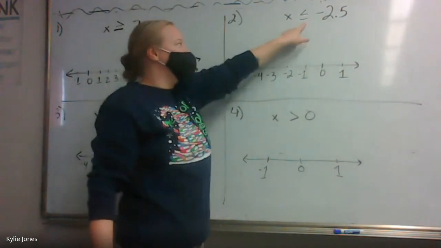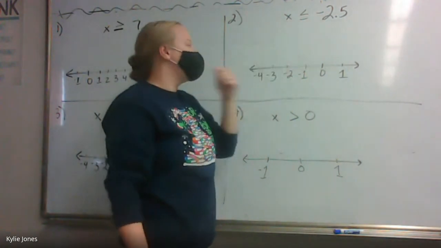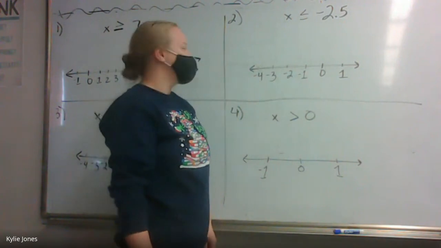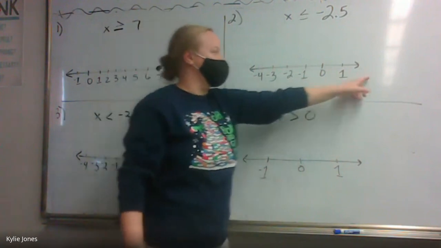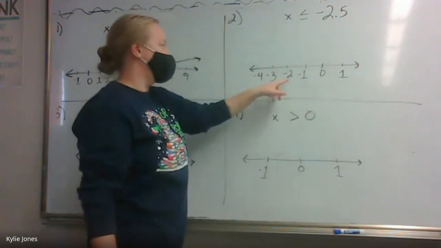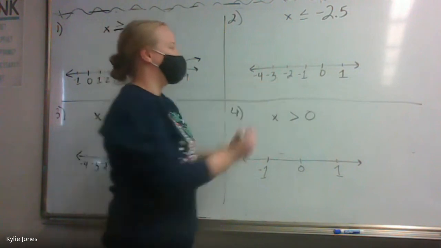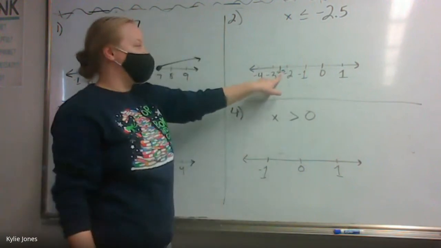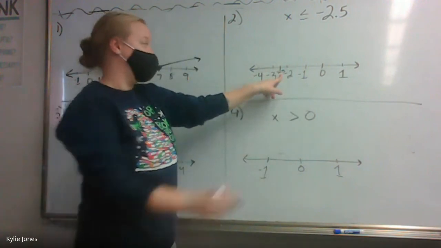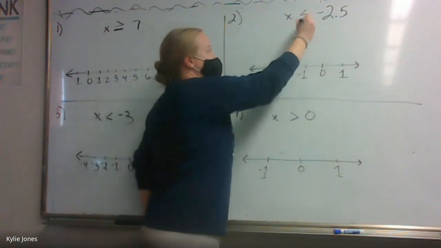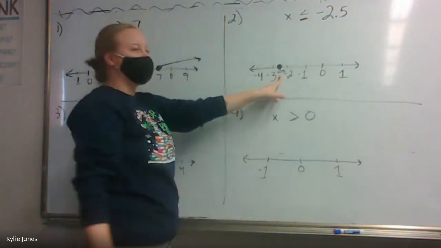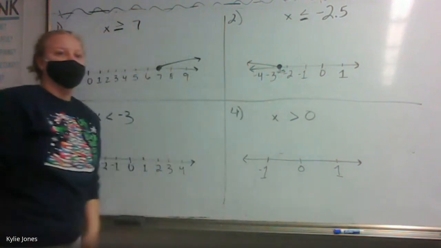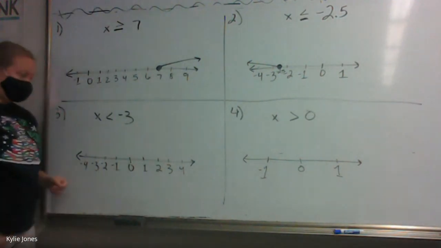x is less than or equal to negative 2.5. Where is negative 2.5? Between what two numbers? Between negative 2 and negative 3. It's directly in the middle. Negative 2.5 is right there. What sort of circle am I going to draw on negative 2.5? Closed circle, because it is equal to. And then what numbers are less than negative 2.5? Any number to the left.